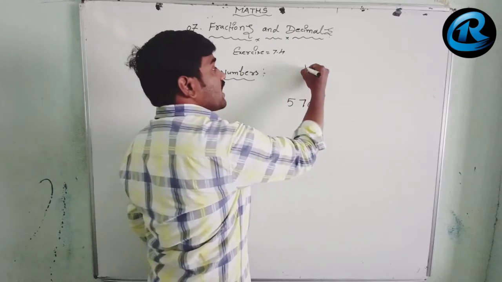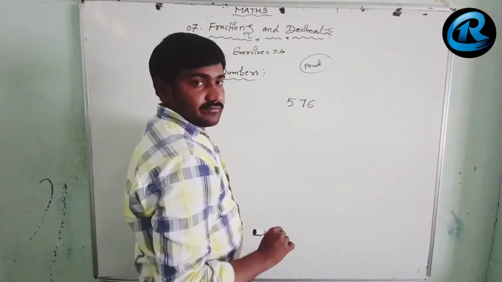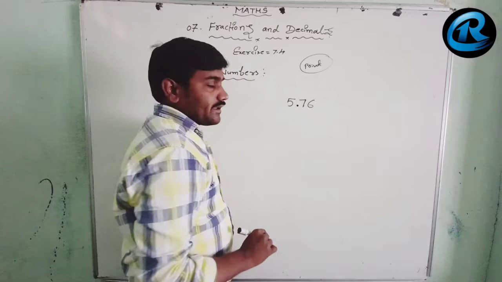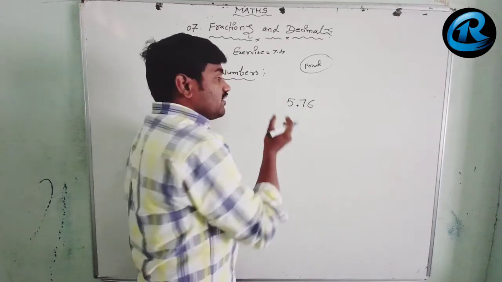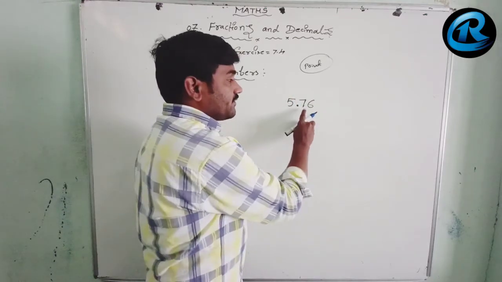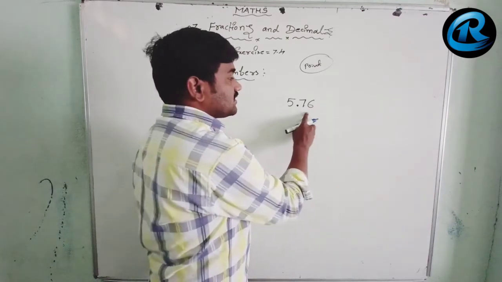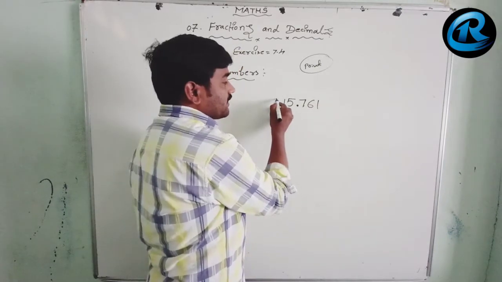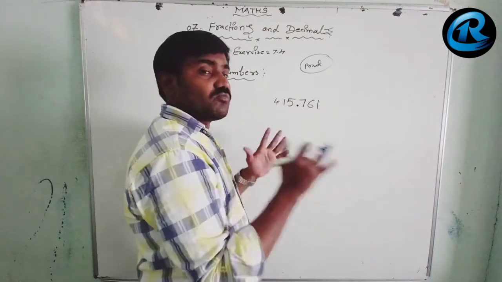A point will divide the whole number into two parts. Then we get a decimal number. Suppose I keep a point here after the 5, then the whole number 576 becomes 5.76. After the decimal point, the digits need to be studied separately. 5.761. If there are numbers like that, you have to write like this. See, a point will divide the whole number into two parts.